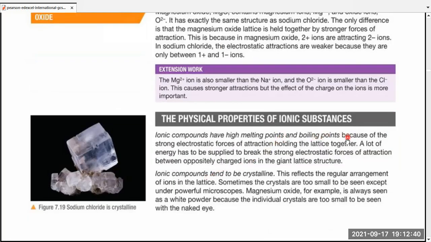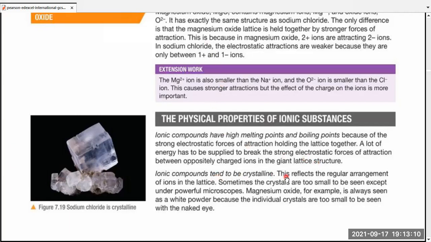Okay, the physical properties of ionic substances. Ionic compounds have high melting and boiling points because they have very strong electrostatic forces of attraction. Remember, for all the properties that we are going to discuss, we are also going to discuss the reasoning. So you must be aware of all the properties as well as the reasoning. A lot of energy has to be supplied to break the strong electrostatic forces of attraction, to melt them or to boil them, hence high melting and boiling points.